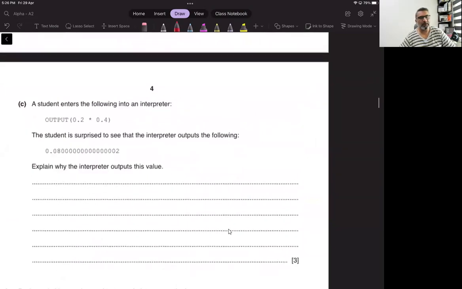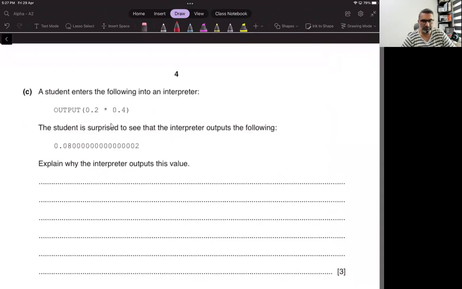Part C. A student enters the following into an interpreter: output 0.2 times 0.4. The student is surprised to see that the interpreter outputs the following. This is called rounding errors. Neither 0.2 nor 0.4 can be represented exactly as they are here. So the system tries to first convert 0.2 and 0.4 to their nearest form. So the values which are being input become wrong.